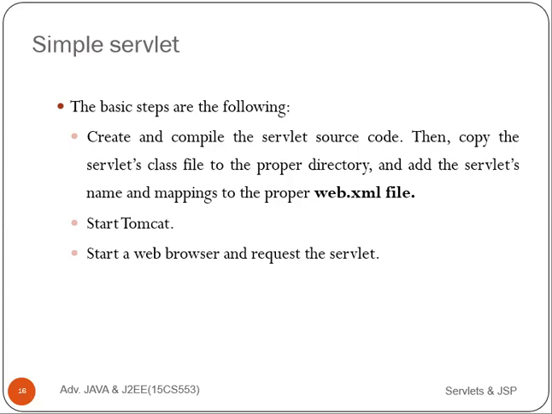In order to run a servlet, first we have to create it and compile the servlet source code. Then we have to copy the class file of the servlet into a directory wherever we want. Then we have to add the servlet name and the mapping in the web.xml file. web.xml is a configuration file that contains all the servlet names and their corresponding mappings.